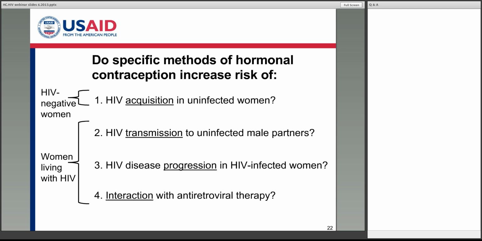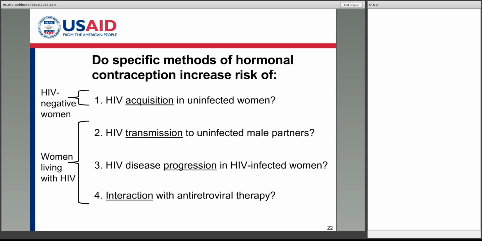So the most widely discussed question is, does use of hormonal contraception increase the risk of HIV acquisition for an HIV-negative woman? And as Ellen mentioned, this is an incredibly important question, and I'll be spending most of my time on it today. But there are three other important questions which relate to women who are living with HIV, whose reproductive health needs must not be forgotten.